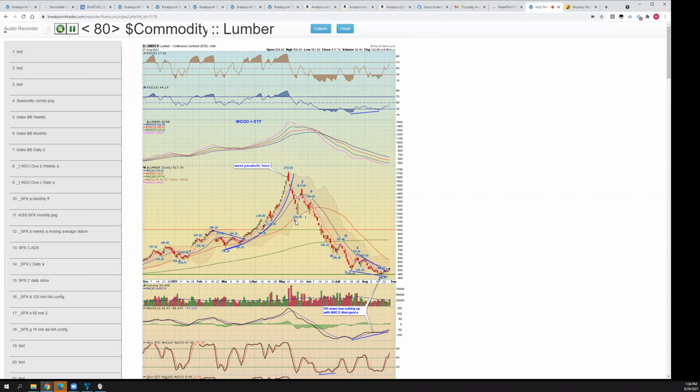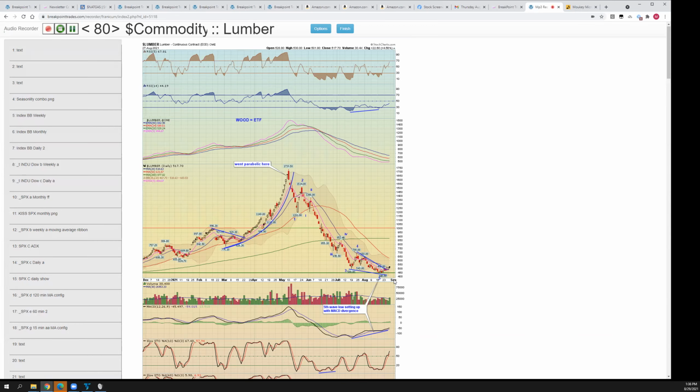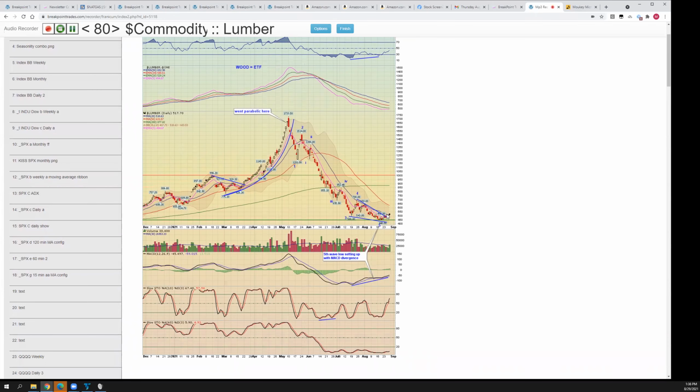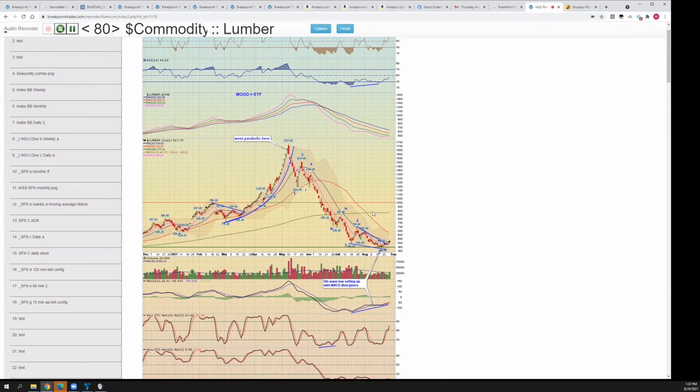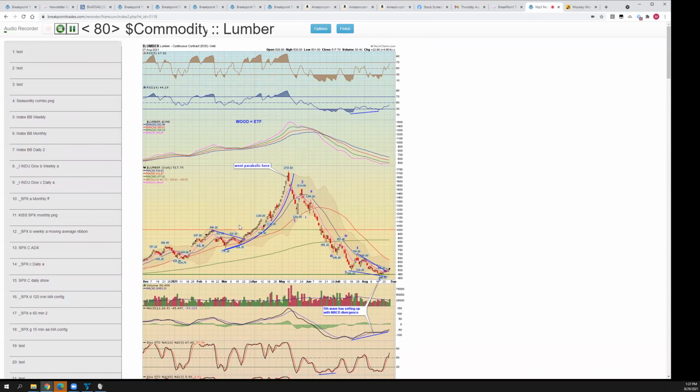This is just an unbelievable textbook 5 wave. Look at this. 1, 2, 3, and then wave 3, you have your sub waves. 1, 2, 3, 4, 5, and you have MACD divergence on the 5th wave. Just textbook. I mean, if I could be long lumber futures, I would be. This is just bullish. So I am long the wood ETF, which doesn't seem to move exactly with this. Let's take a look at that.